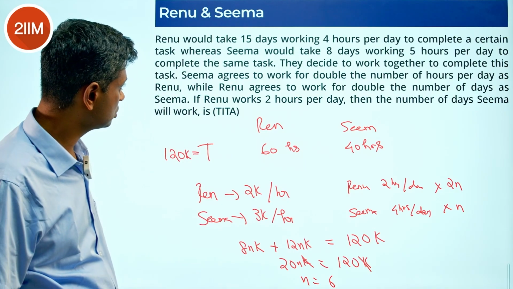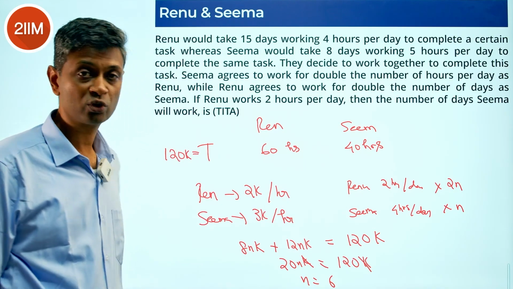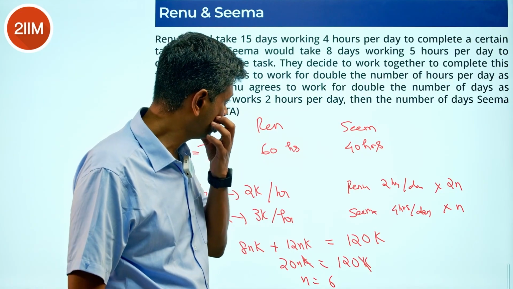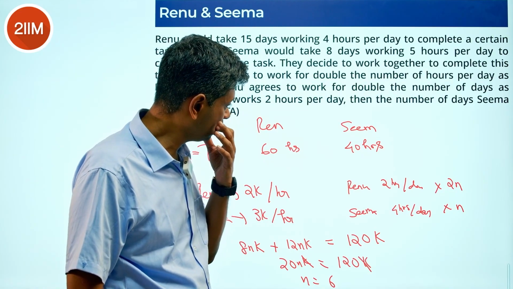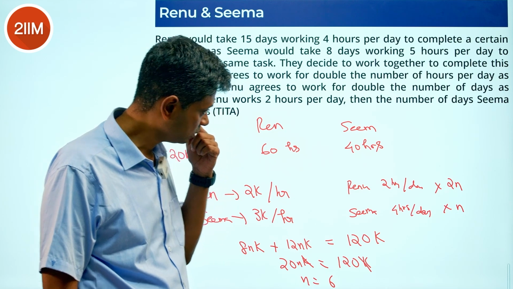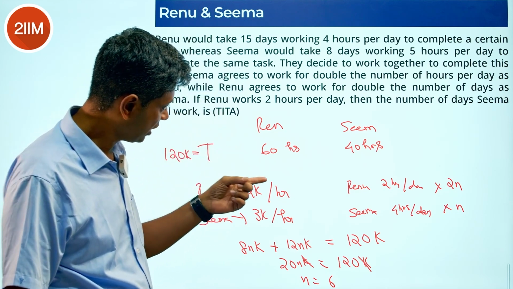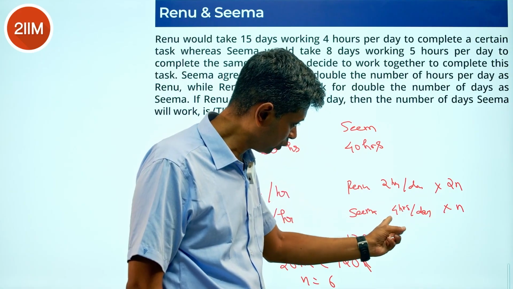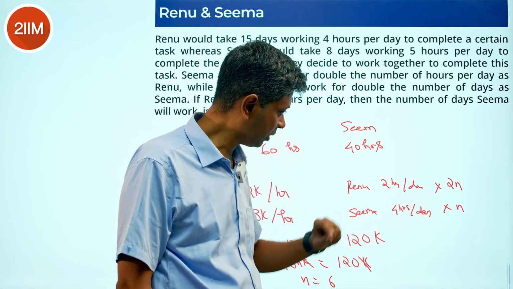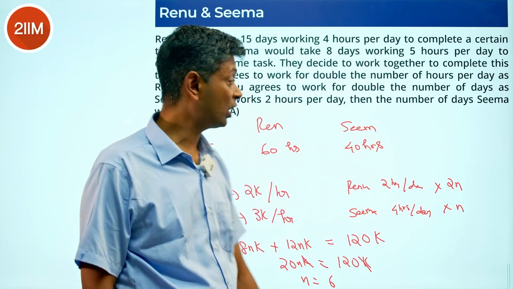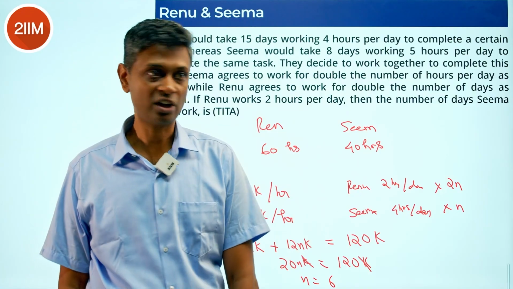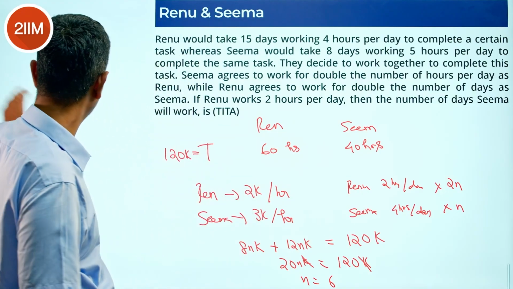Seema works for 6 days. Renu works for 12 days. So 6 into 4, 24. 12 into 4, 48. 48 hours. Sorry. 6 into 4, 24 hours of Seema. 2 into 12, 24 hours of Renu. Yeah, looks like they can finish this task. Lovely. Then the number of days Seema works is 6.